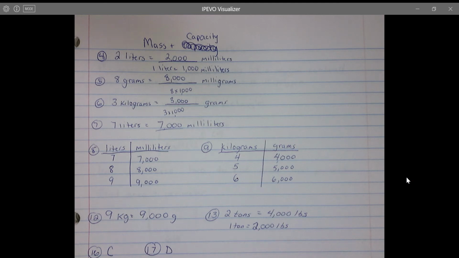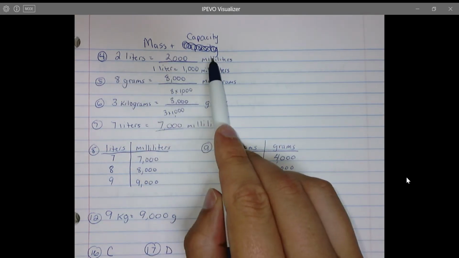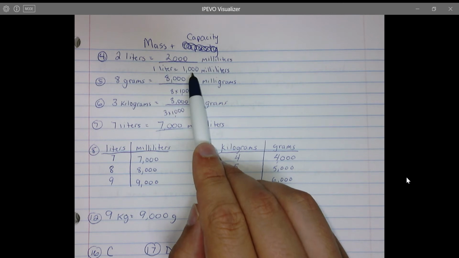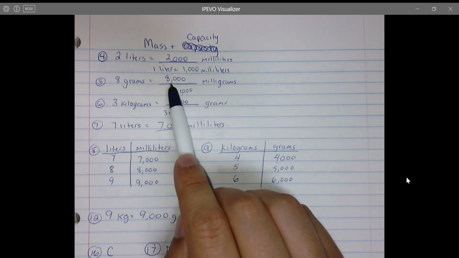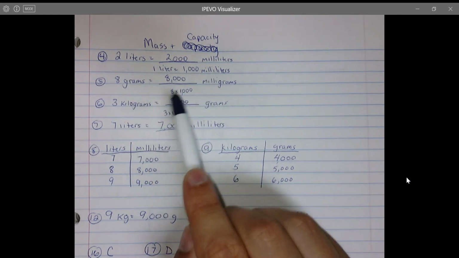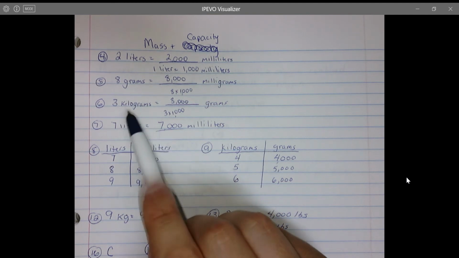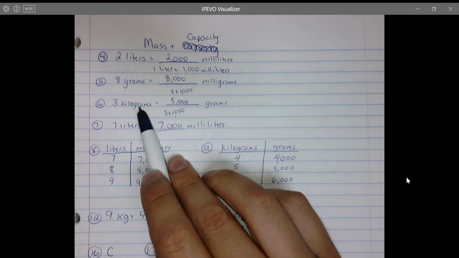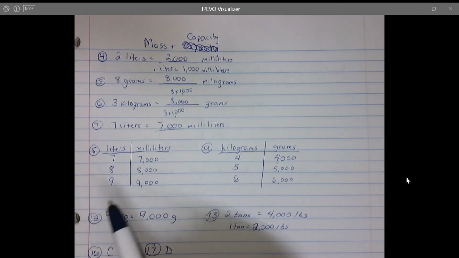Hey guys, just want to quickly go over the answers from yesterday. We have 2 liters, that's 2,000 milliliters because 1 liter is 1,000 milliliters. 5, I have 8 grams, that's 8,000 milligrams because there's 1,000 milligrams in a gram, so that'd be 8 multiplied by 1,000. 3 kilograms, well there's 1,000 grams in a kilogram, so 3 multiplied by 1,000 is 3,000.